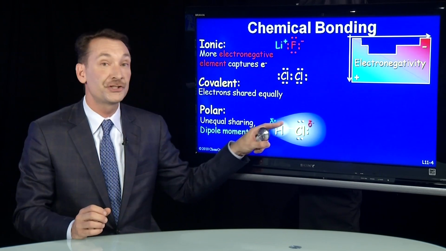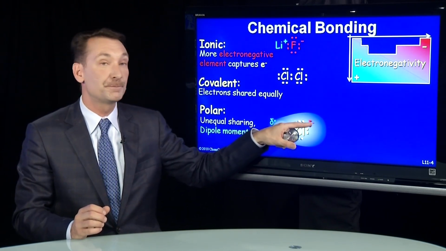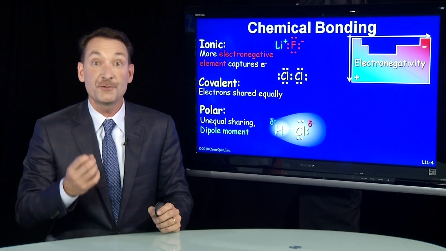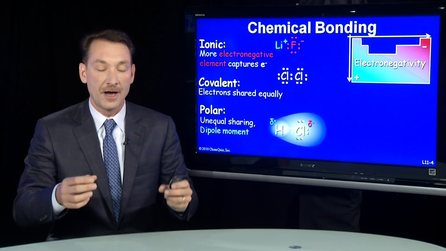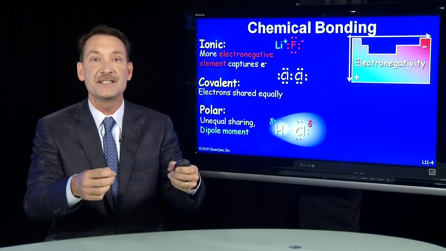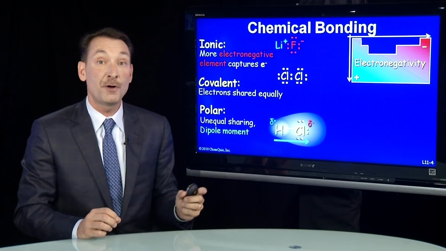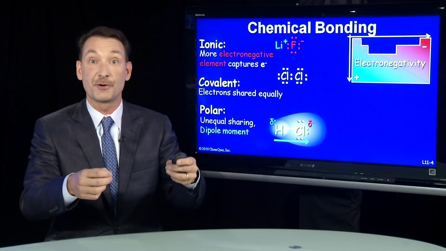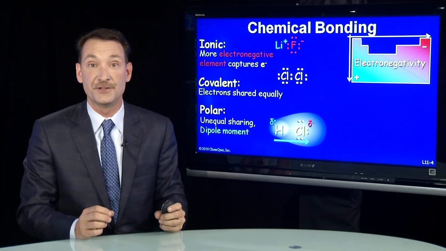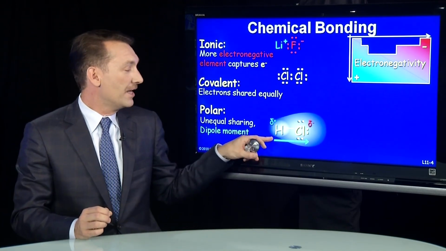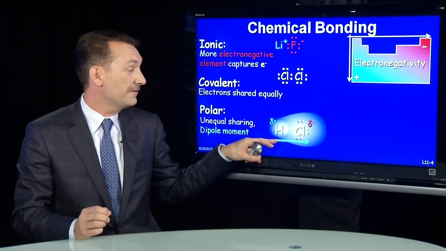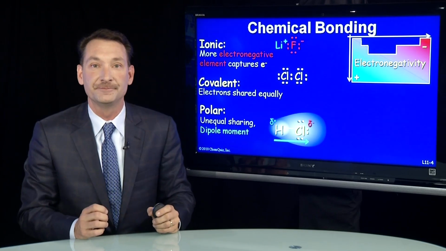Now that partial charge separation that we denote by these partial negative and partial positive symbols gives rise to what we call a dipole moment, a charge that's separated in space. A dipole moment is a vector quantity. It has size, the size of the charge separation, and the distance between the two. So in this case, we draw a dipole moment vector from the positive to the negative end of the bond.